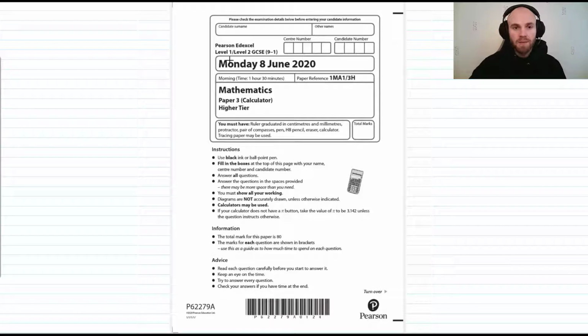Okay, hello everybody. Welcome to this Mathematics Edexcel, Monday the 8th of June 2020, paper 3. It's a calculator paper. It's a higher tier paper.